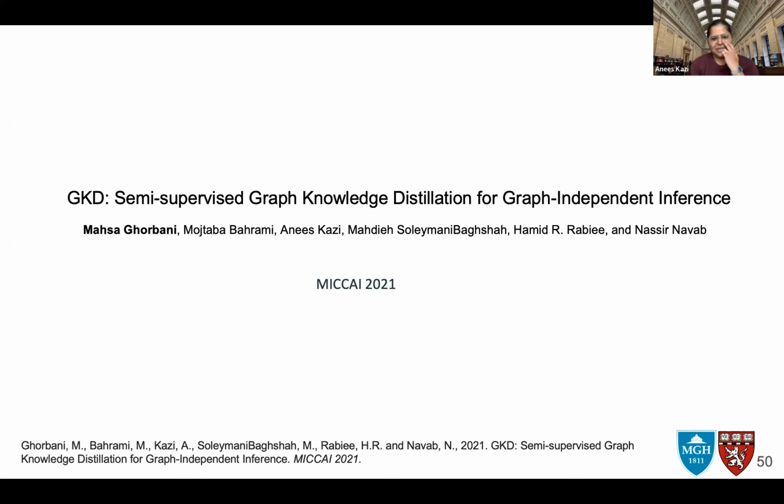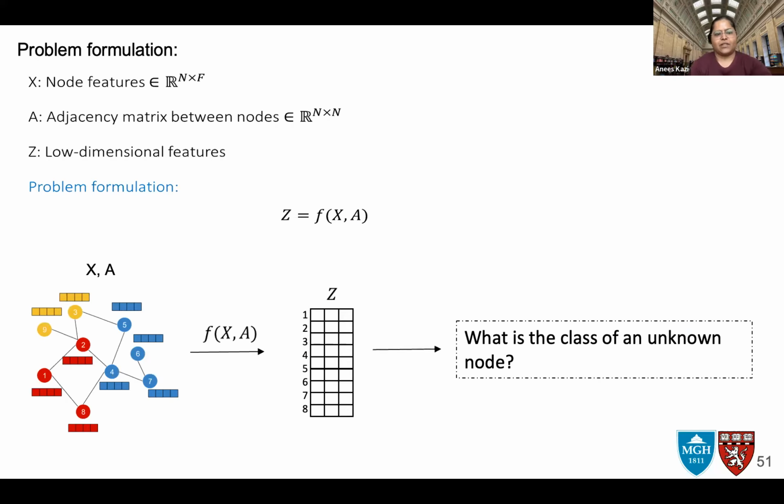So the next work that I want to talk about is knowledge distillation. This work also comes from Masa, and we published this in MICCAI 2021, and the name of the paper is Semi-supervised graph knowledge distillation for graph independent inference. As usual, the problem is that you have node feature vectors, an adjacency matrix, and a graph. And you have a function f, which takes the graph and the input feature as input, and gives you a lower dimensional embedding, and you have to classify the lower dimensional embedding into the class.